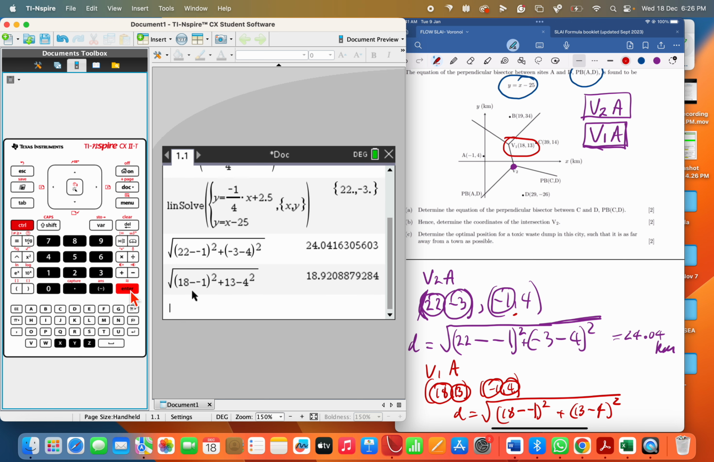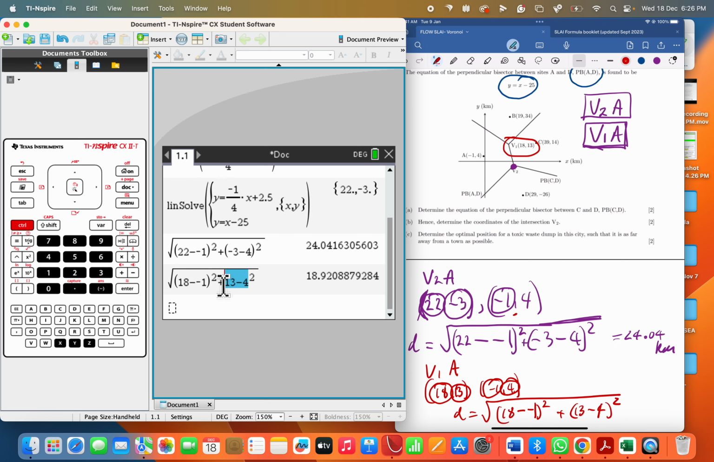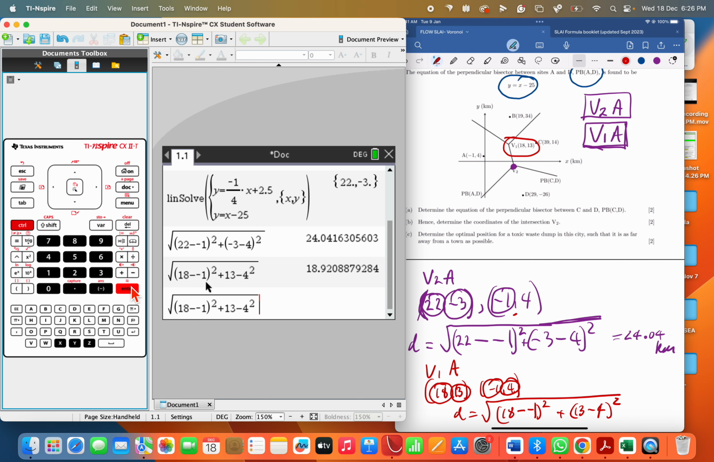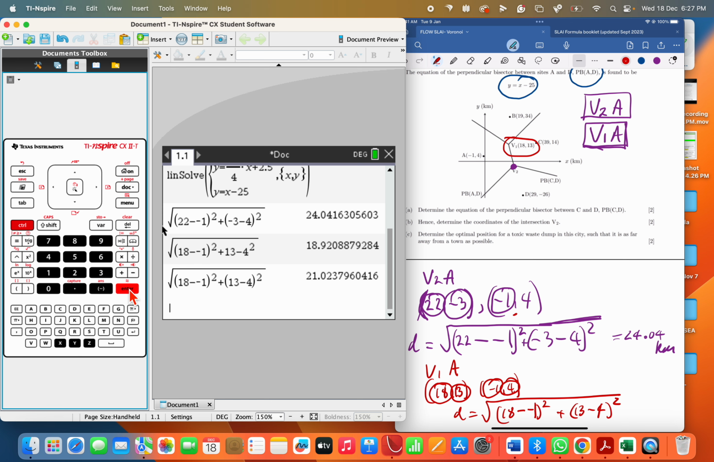Press enter, and can you see, look, the bracket wasn't here, so there's an error. So we're going to go back up, press your arrow up, up, press enter, and we can go back with our arrows on the keypad, and we can edit this. We need a bracket on the left hand side, click, and then we need a bracket after the 4, click, and you'll see there'll be a different answer, and there it is: 21.02 kilometers.